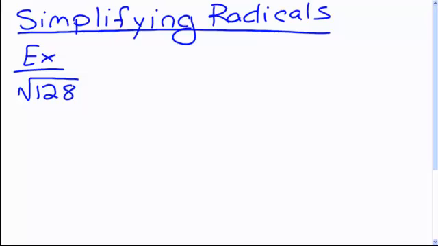So to begin with, we can break down 128. So I'll figure out what perfect square, because it's a square root, what perfect square goes in 128. So it's the square root of 64 and the square root of 2. Square root of 64 is 8 times the square root of 2.